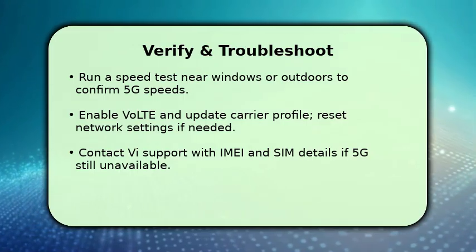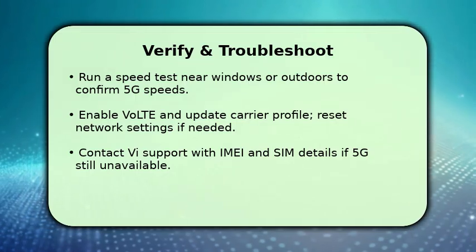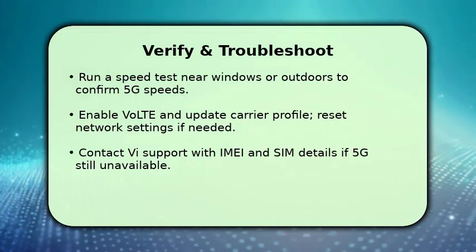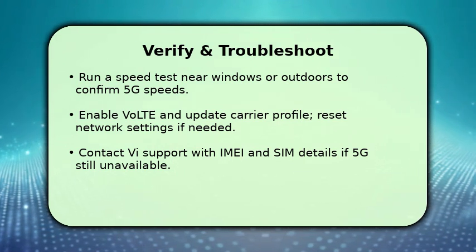If you don't get 5G, reset network settings to clear old configs. This often solves registration issues. If problems persist, contact VI support with your MSISDN and SIM details so they can provision 5G.